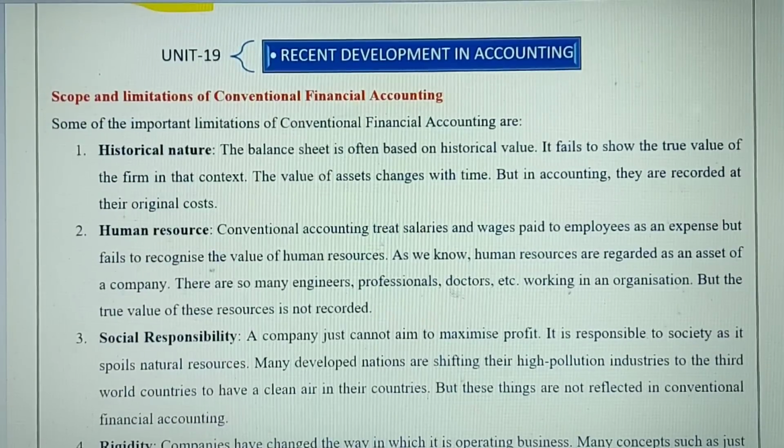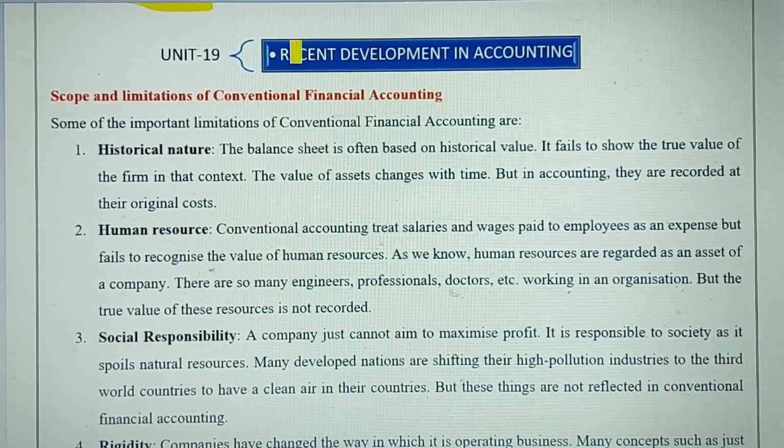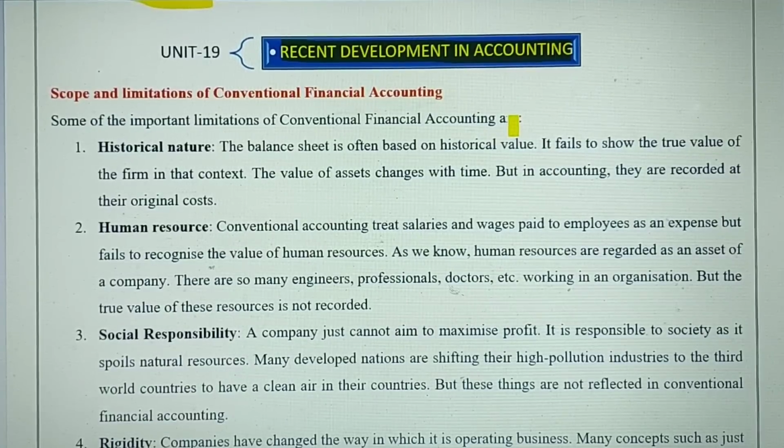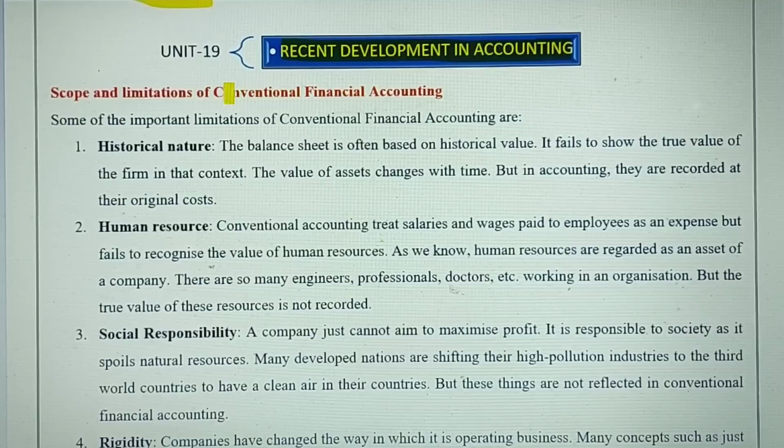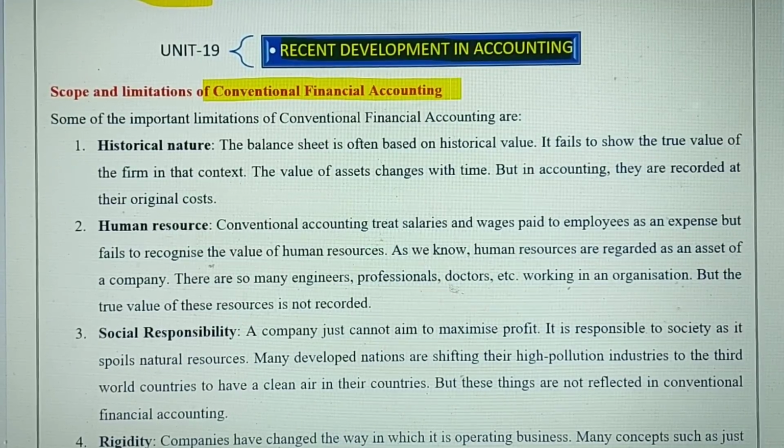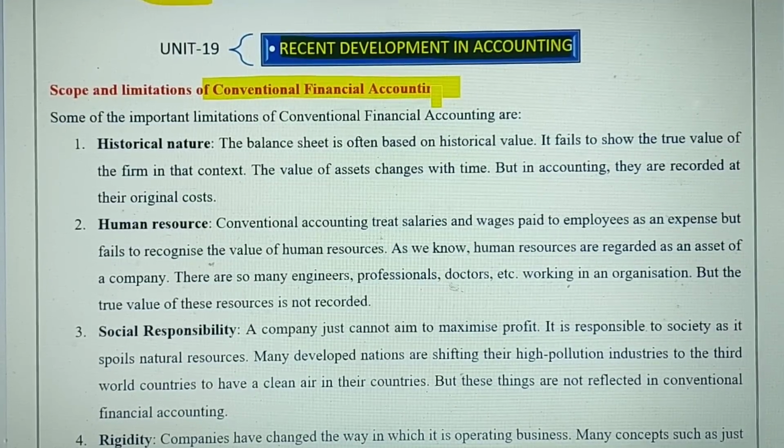Unit 19. Now, Unit 19 is on recent developments in accounting. Let's see what the important developments are. You should know about conventional financial accounting and its limitations and scope.